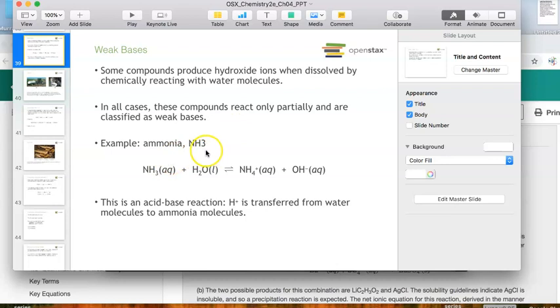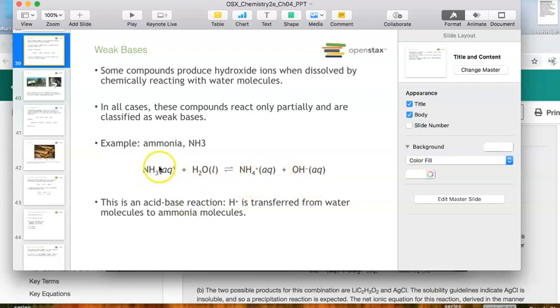An example is ammonia. We use ammonia a lot in household products. It's very often found in those and in fertilizers and things of that nature. And here, ammonia is reacting with water to form the ammonium ion and the hydroxide ion.